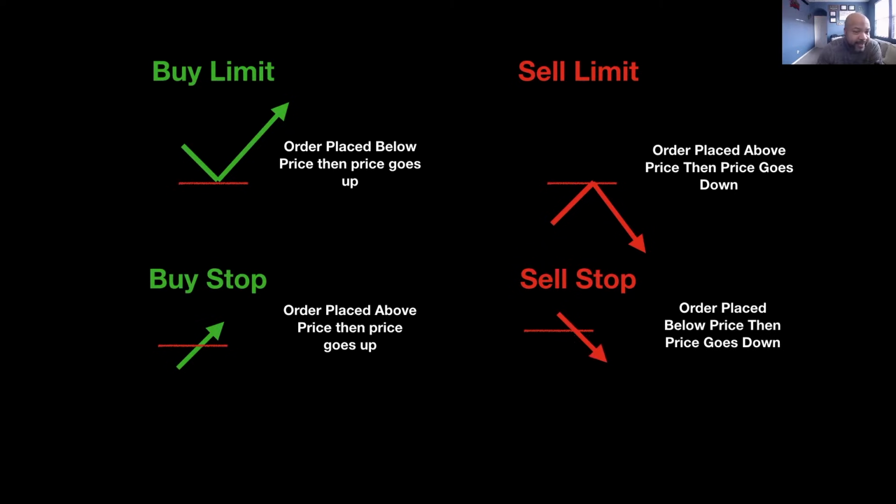So one easy visual way for you to understand the difference between a limit and a stop is that the limits look like a check mark and the stops are just a straight arrow through your order.